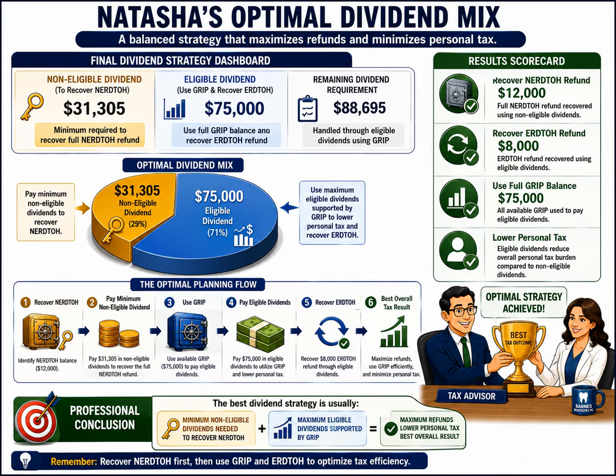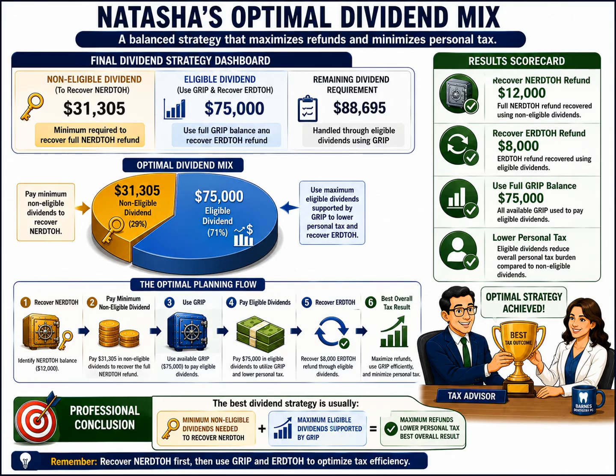The planning flow at the bottom illustrates the complete process. Start with NERDTOH. Determine the minimum non-eligible dividend required. Recover the refund. Use the available GRIP balance. Pay eligible dividends. Recover ERDTOH. And arrive at the best overall tax result. The trophy shown on the right side of the slide symbolizes the final outcome. The strategy works because it balances competing objectives rather than focusing on only one.